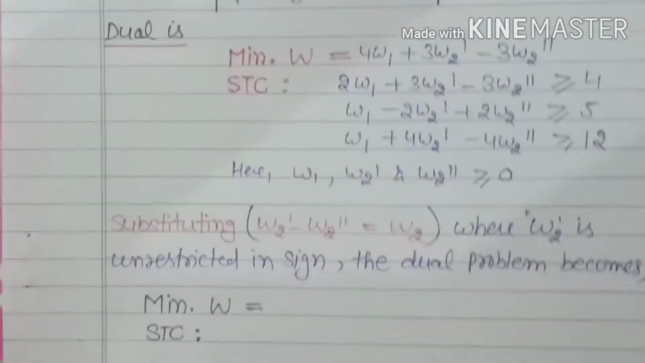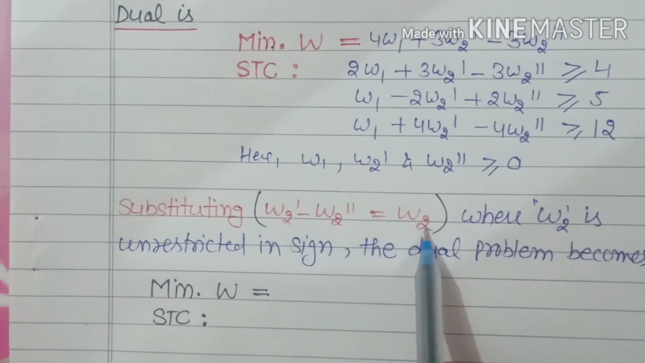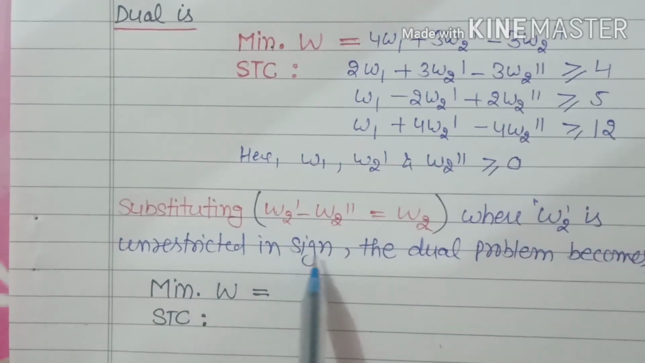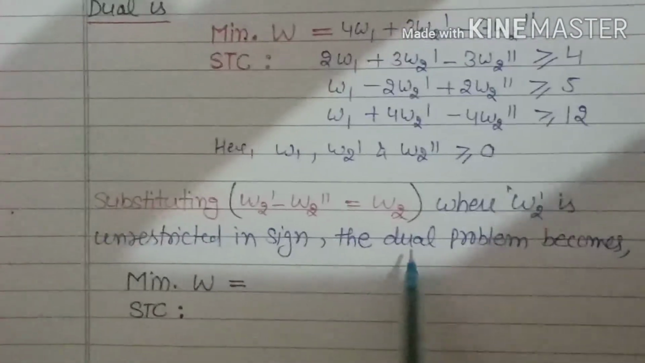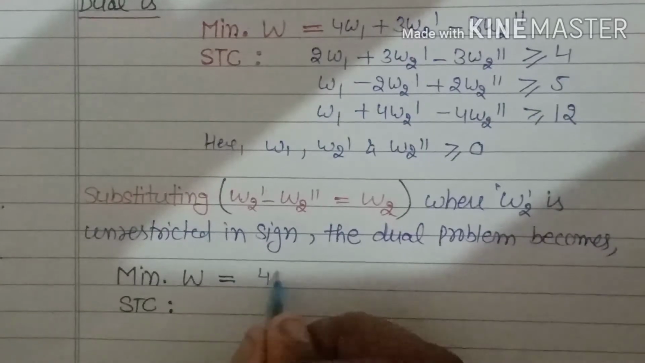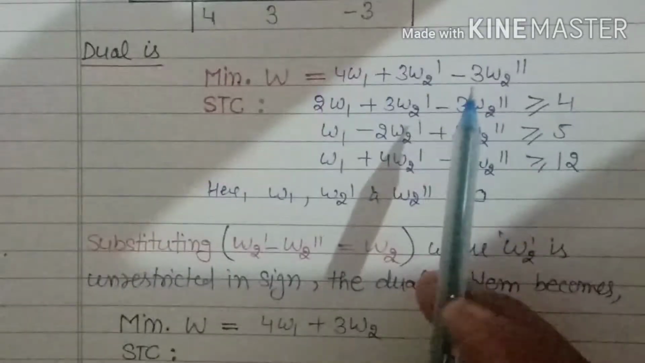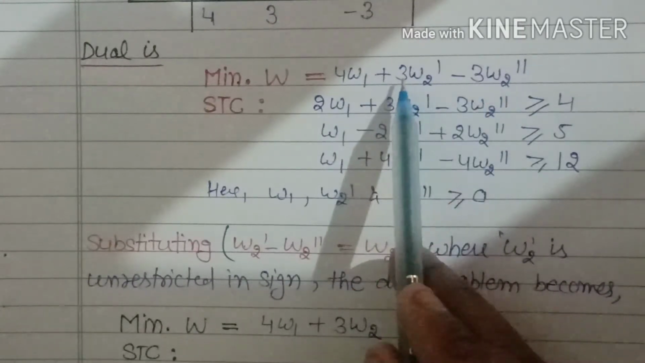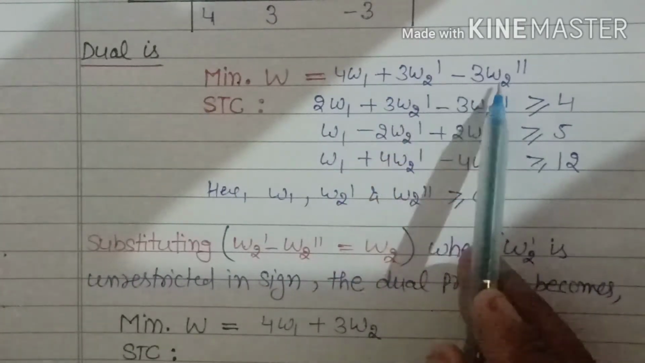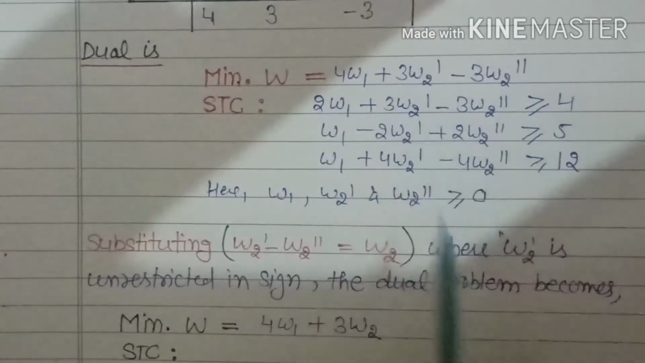Now let us substitute w2 dash minus w2 double dash with w2, where w2 is unrestricted in sign, and the dual will now become minimize w, and this is 4 w1 plus 3 w2, because if you take 3 common from these two terms, and w2 dash minus w2 double dash is in the bracket, the entire value will become 3 w2.